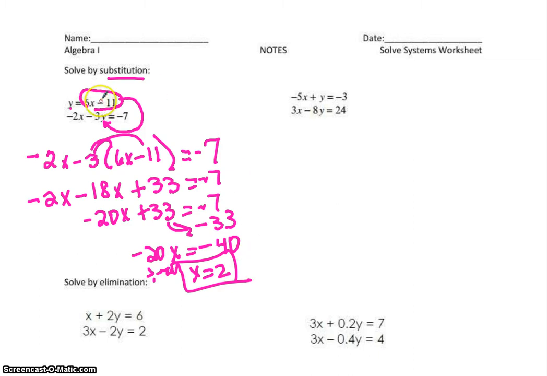Then that number has to go back up to what you circled and go in for that letter. So y is equal to 6 times 2 minus 11, and you could just put that in your calculator, 6 times 2 minus 11, and you get 1.